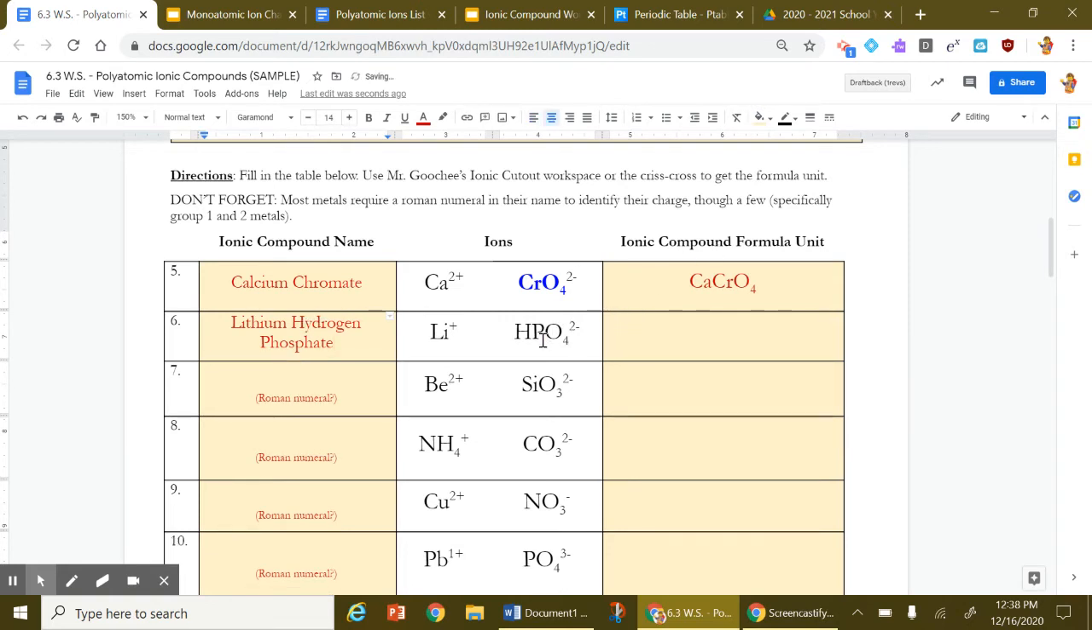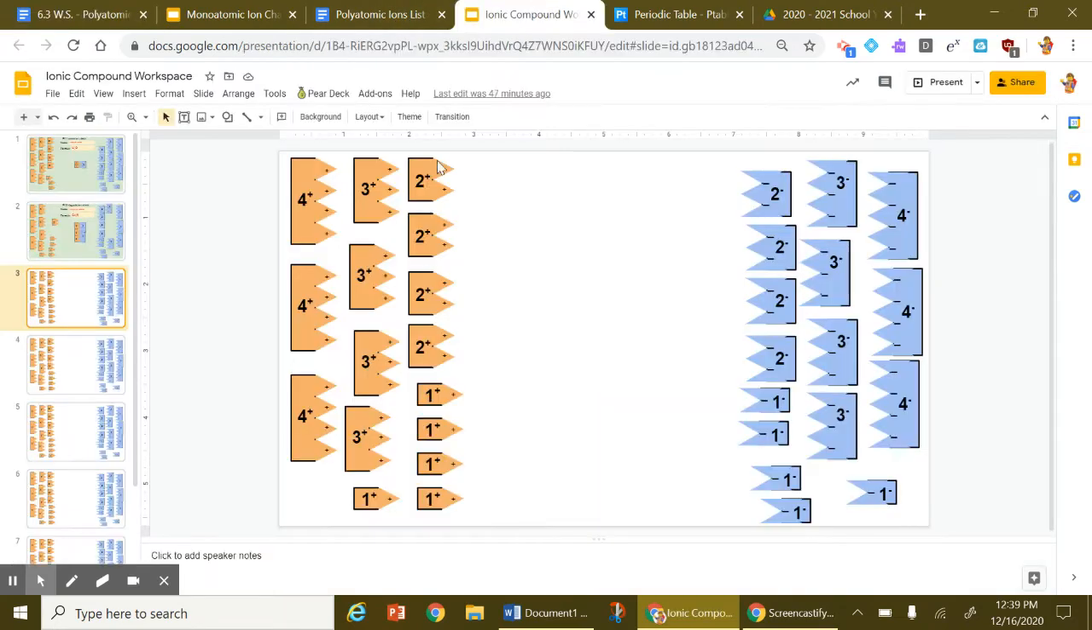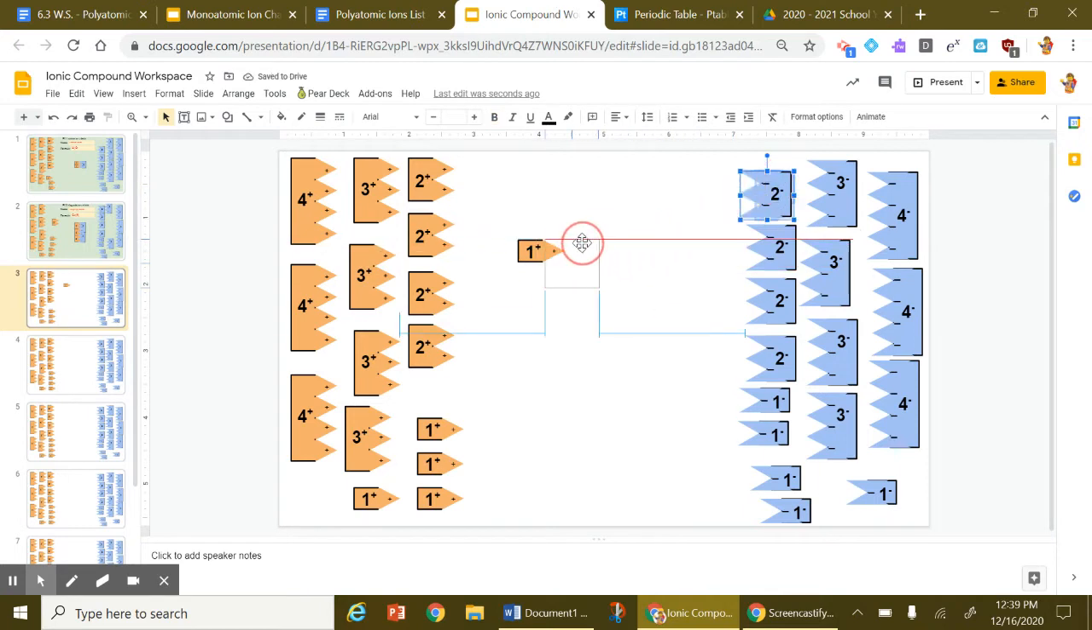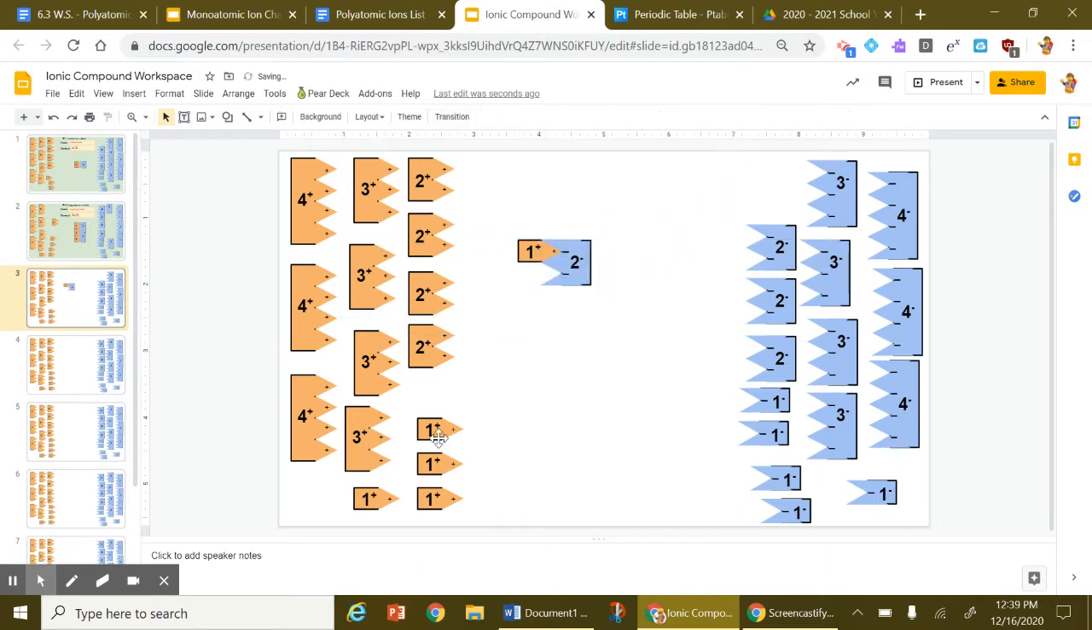Okay, now, let's figure out the formula for this ionic compound. Lithium has a 1+ charge. Hydrogen phosphate has a 2- charge. Well, I'm going to go to the ionic compound worksheet. Lithium is 1+, hydrogen phosphate is 2-. So 1 and 1 won't work. I need to get a second lithium and put it in here. Let's see here. Okay, so here we go. This is the formula of lithium hydrogen phosphate.